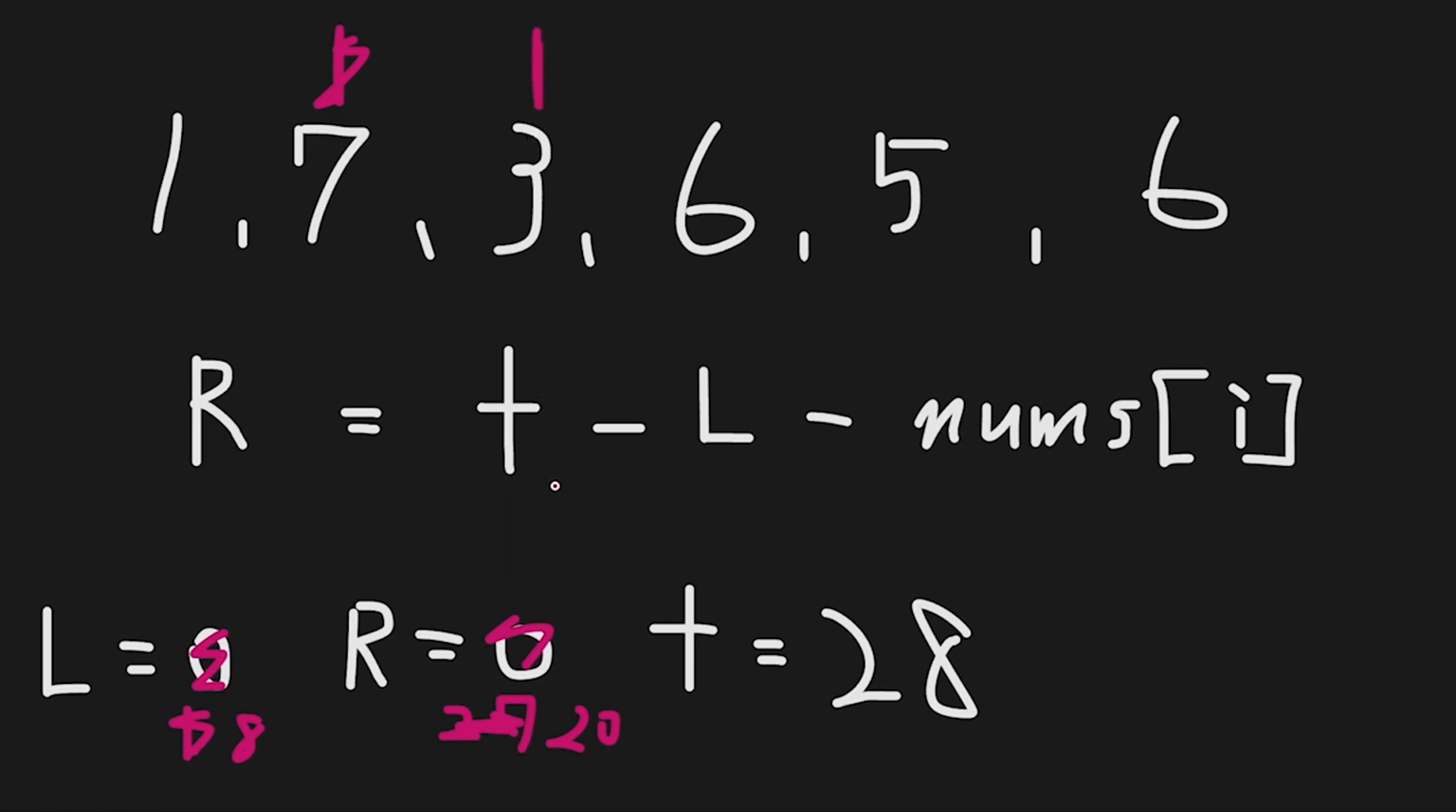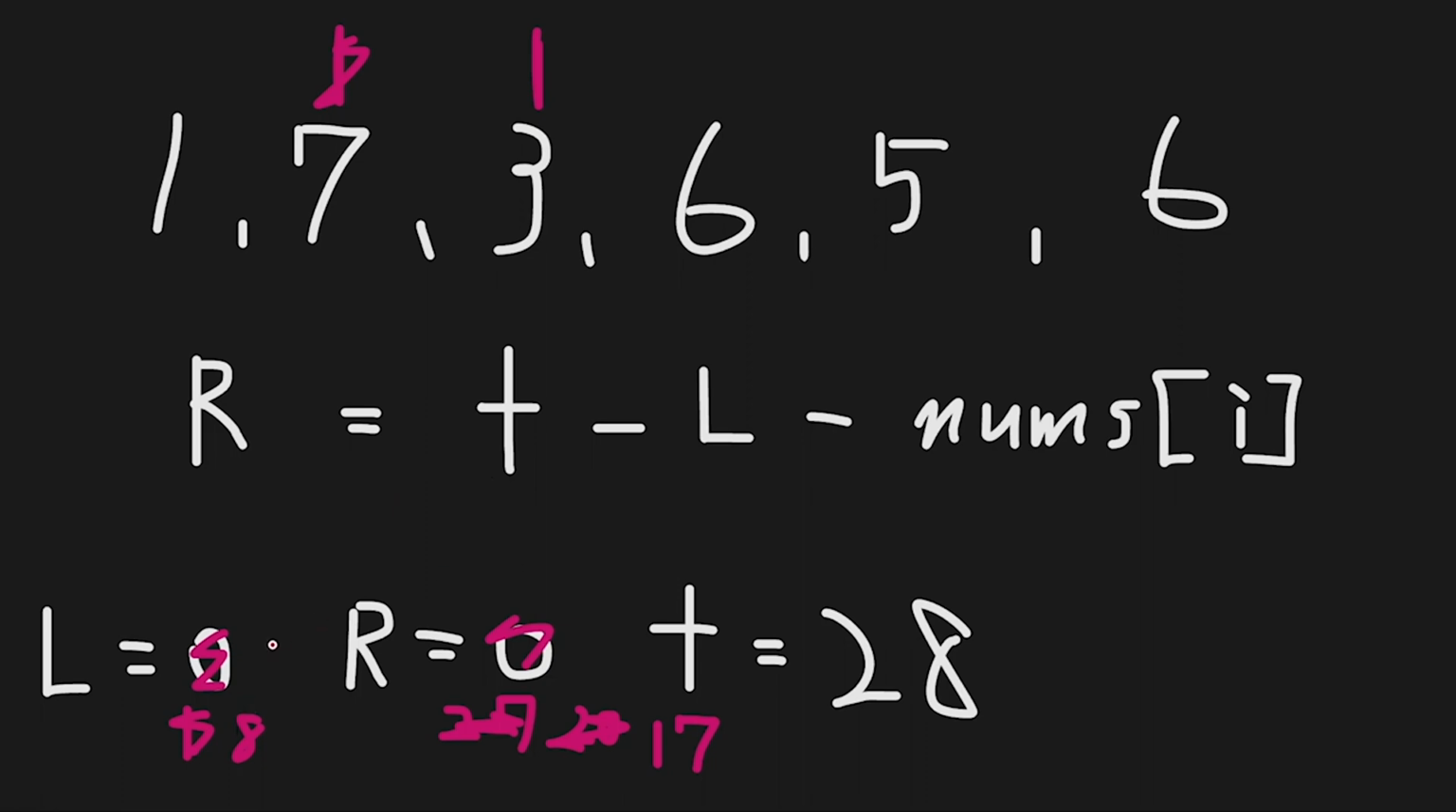And then again, total 28 minus left sum 8, 20. And the current number is minus 3. So the total right sum is 70. So let's check. Right now, the right side is 6, 5, 6. So the total is 6 plus 5, 11, plus 6, 70. So looks good. And on the other hand, the left side, 1 plus 7, 8, looks good.